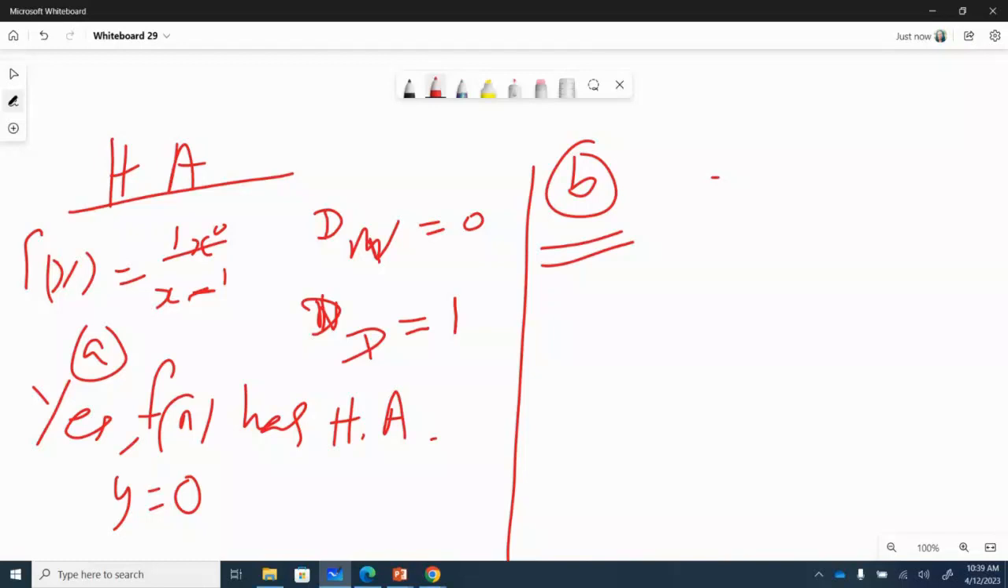How do I find it? Suppose I have (2x + 1) over (x − 3). Do you see that the degree of numerator and denominator are equal? Yes. So there is a horizontal asymptote.